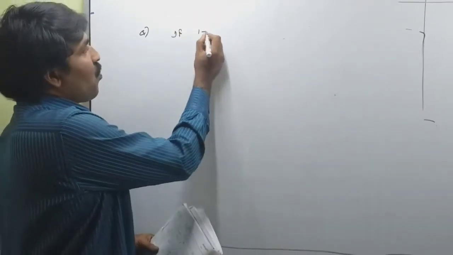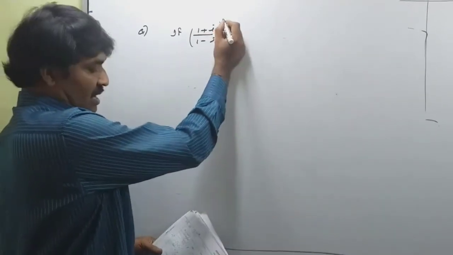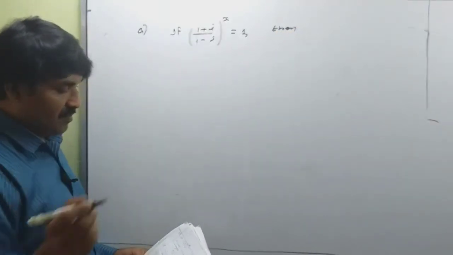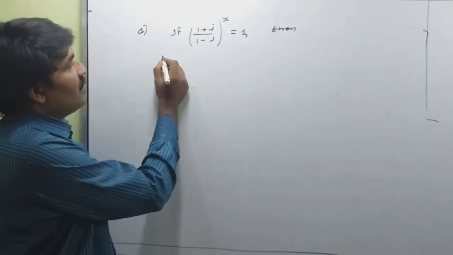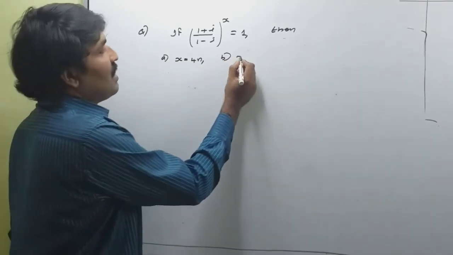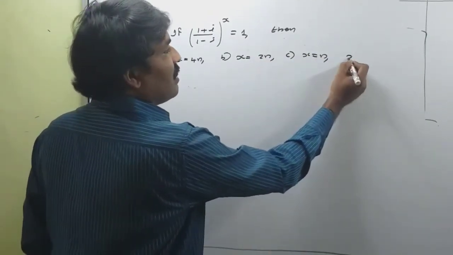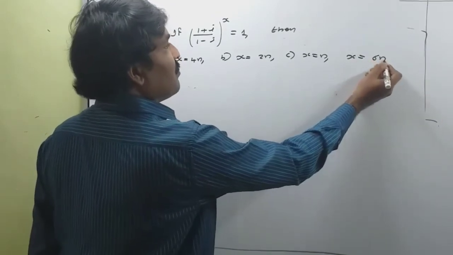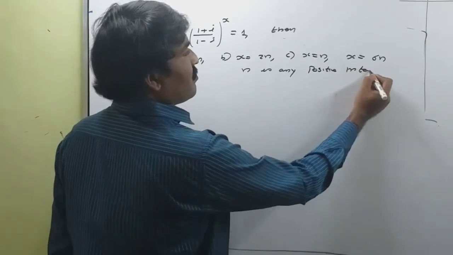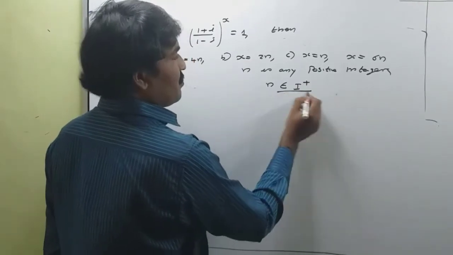If 1 plus i by 1 minus i, the whole raised to x, is equal to 1, then choice A, x is equal to 4n, B, x is equal to 2n, C, x is equal to n, D, x is equal to 6n, where n is a positive integer, that is n belongs to I plus.